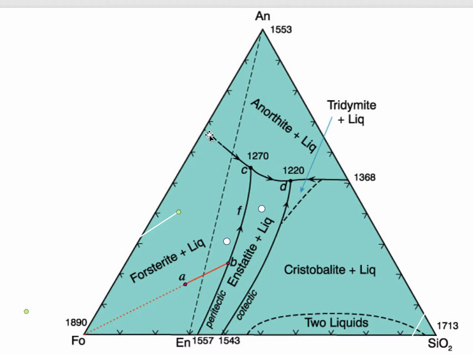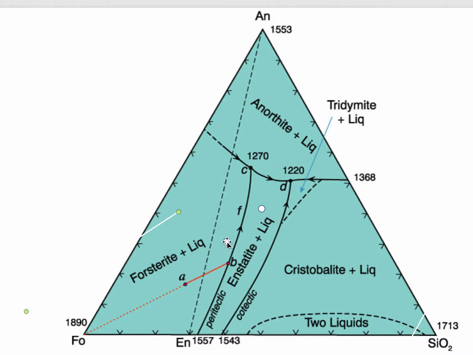Well, that liquid falls within this field here of forsterite plus liquid. Here we care about this cotectic here, this peritectic curve there, and then the boundaries of the triangle. And so that means since it falls in the forsterite plus liquid field, it'll crystallize forsterite plus liquid first.